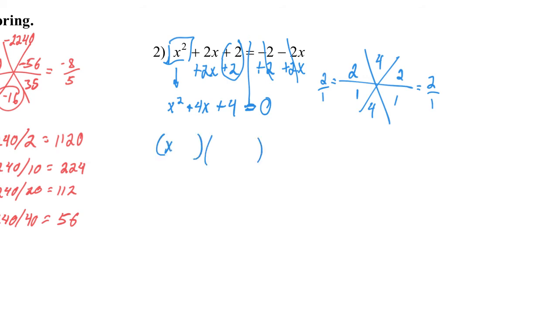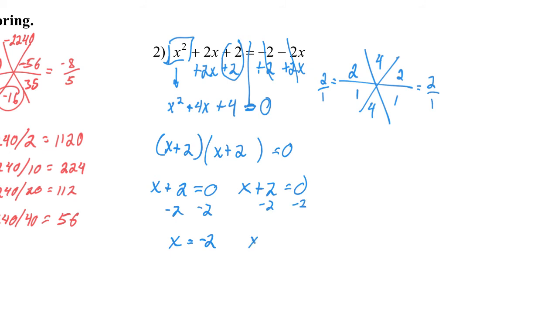So we have 1x plus 2, 1x plus 2 equals 0. So they happen to be the same. When they're the same, you're only going to get one solution because you're going to get the same solution twice. So we set them equal to 0, subtract 2. X is going to be negative 2. Subtract 2 over there, x is negative 2. So you only need to write it once, but there's your solution.